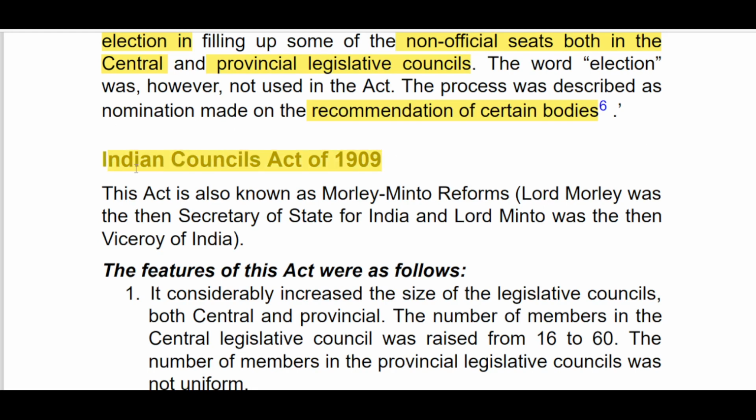Now the next act is the Indian Councils Act of 1909. This act is also known as the Morley-Minto reforms. Lord Morley was then Secretary of State for India and Lord Minto was then Viceroy of India.